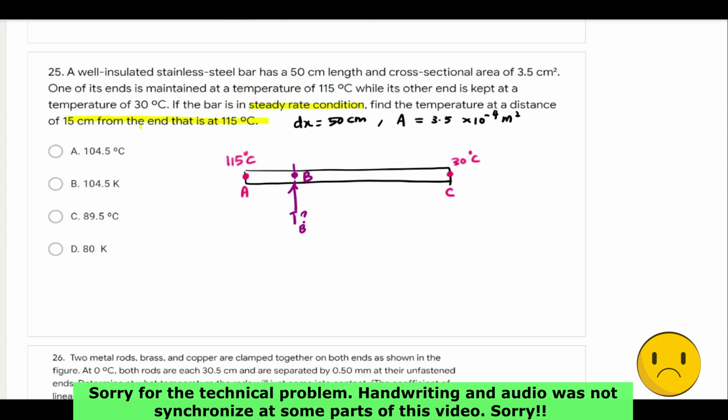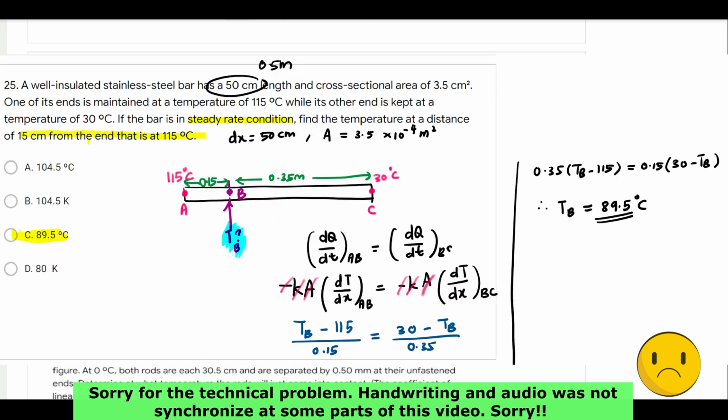So the length of the bar is 50 cm, so maknanya 0.5 meter lah. So saya akan labelkan dekat sini. The distance between A and B should be 15 cm, iaitu 0.15 meter. So here is 0.15 meter, and here should be 0.35 meter. Alright, so we want to calculate what is the temperature at point B when the bar is in steady state condition.